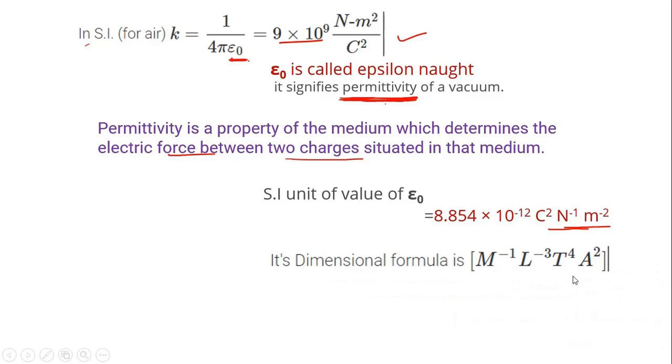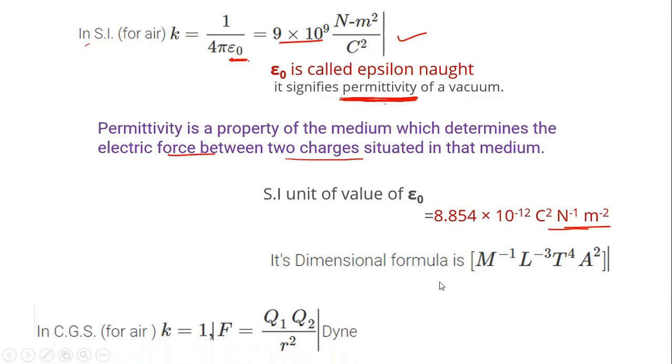Its dimensional formula is this one. This can also be asked as a 1-mark question, so please go for it. Now, next, another very important thing: the CGS system. CGS means centimeter-gram-second unit system. The value of K becomes 1. So, in CGS, the formula for Coulomb's force becomes Q1 Q2 by r square. There is no constant of proportionality because its value is 1.